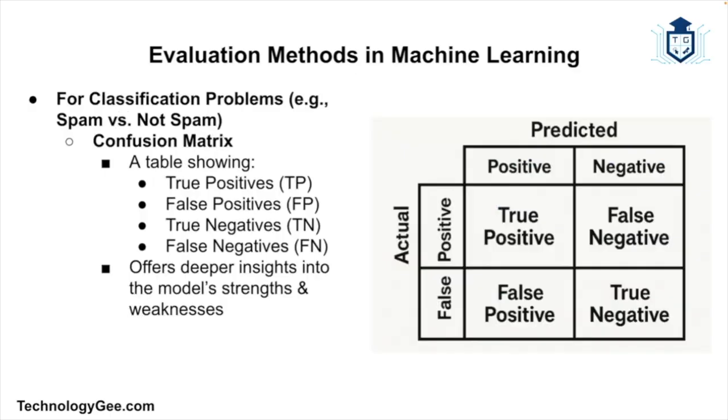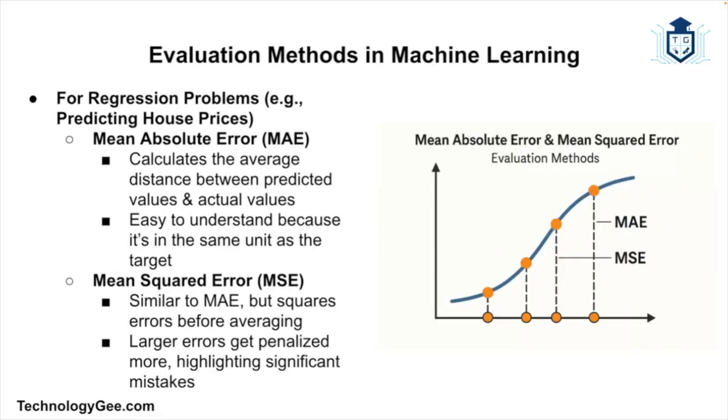And then we have what is called a confusion matrix. And this is a table that shows true positives, true negatives, and false negatives. Essentially, this gives a deeper look into how the model performs. And then we have some other types of evaluation metrics that are known as regression problems, and these are good for predicting house prices. So essentially, you're predicting a number instead of a category.